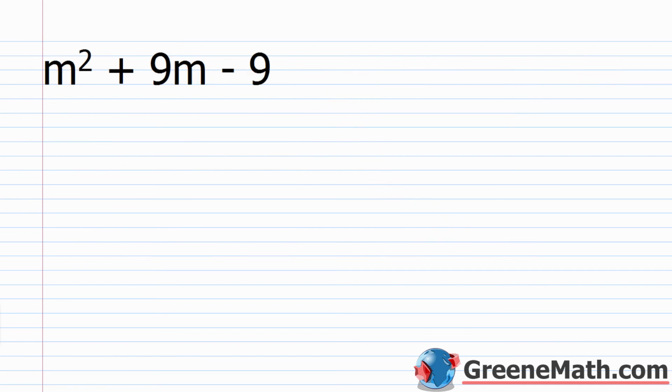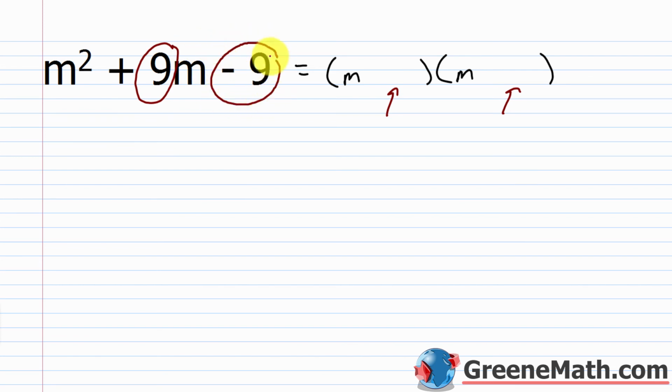All right, let's take a look at m squared plus 9m minus 9. So this is one where we're going to have a problem. So again, you go ahead and start out. Is there anything common to everything? No, there's not. So let me go ahead and put my parentheses there. M squared is the first term, so I know I'll have m here and m here. Now for this spot and this spot, I need two integers whose sum is 9 and whose product is negative 9. So let's think about the factors of just 9.